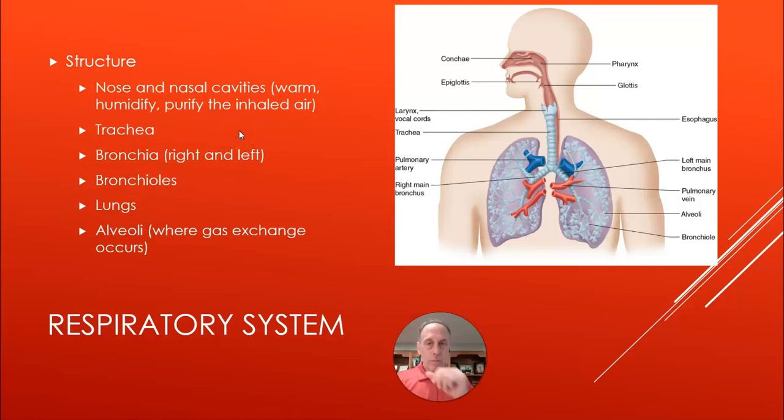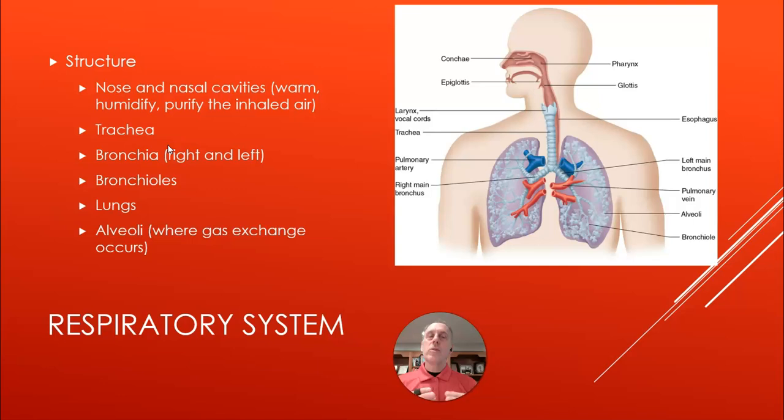Now, the purpose of going through the nose and the nasal cavities is to warm the air, humidify it, and also purify it, right? So you're not inhaling a bunch of particulates down to your lungs.